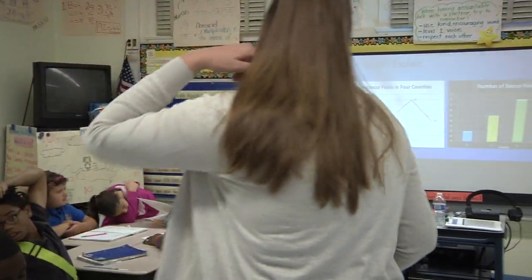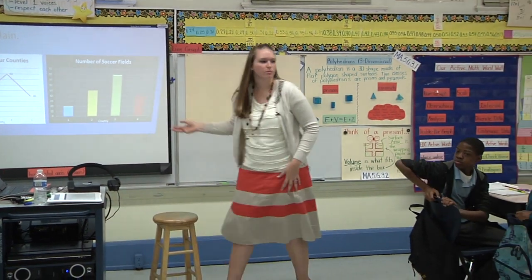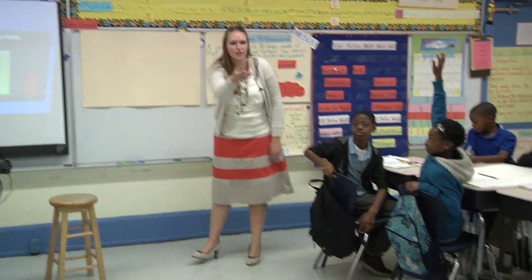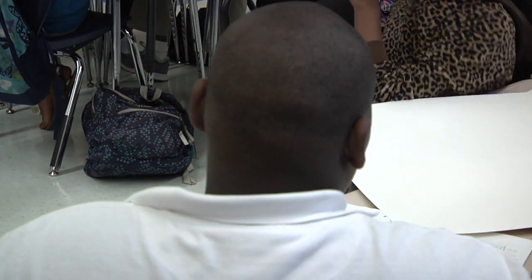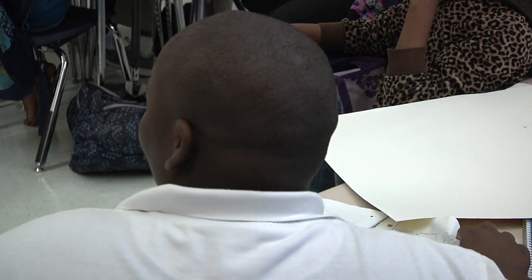Okay. Which group wants to share? Which group wants to share which one made it first? Donald, what were you thinking? We said that it was the bar graph because the bar graph shows discrete data where only whole numbers are possible. And if you have a soccer field, it's not a complete soccer field if it's only half of it. And continuous data is with line graphs where it only shows decimals and half numbers where all values are possible.